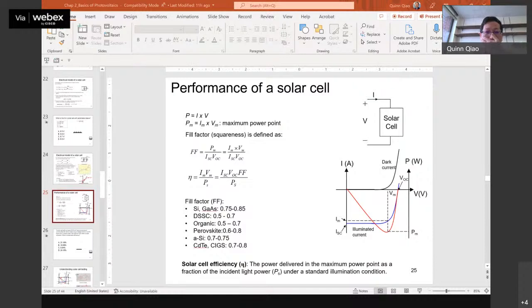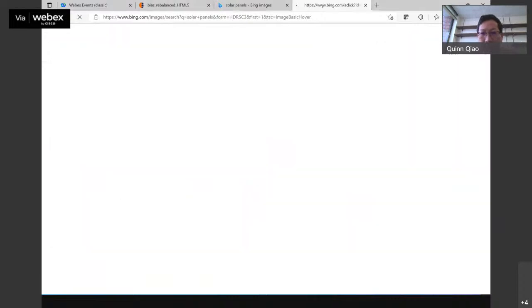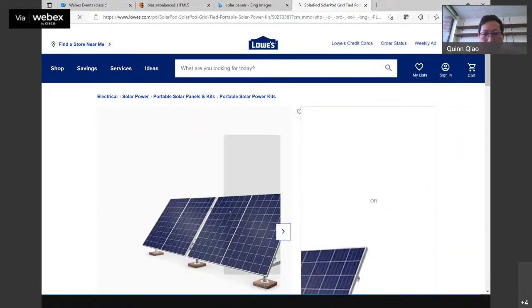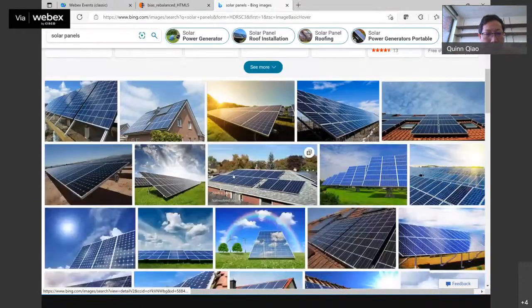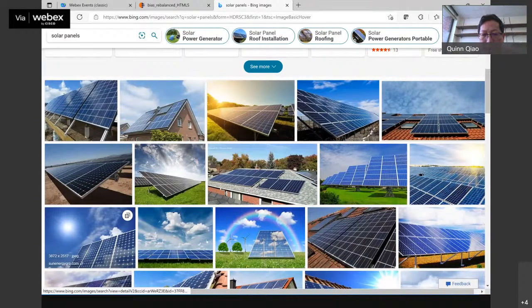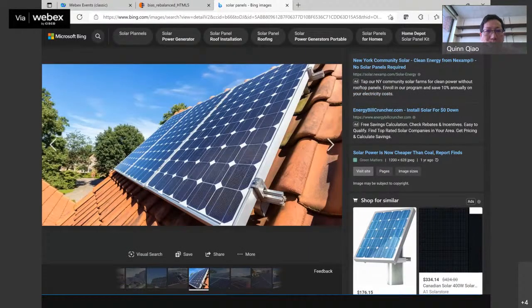Okay, I'm going to stop sharing here. Then sharing my screen again. You guys see the slides, right? Okay, let me open. Okay, but this is not a good example. Let me pick another example. Okay, can you guys see this? A picture here. You see the solar panels.